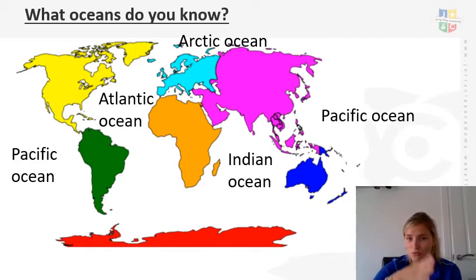So obviously that goes right down the middle and all the way to the bottom. So you have the North Atlantic Ocean, which is towards the top, and you have the South Atlantic Ocean, which is towards the bottom. Now we have what we call the Arctic Ocean.